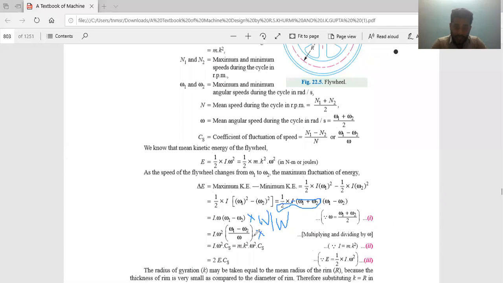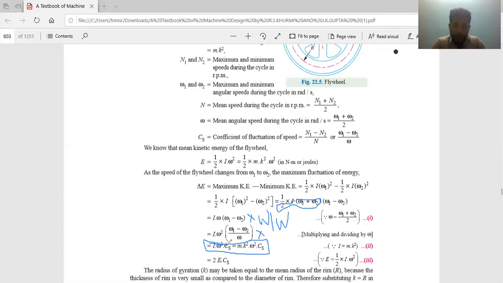This is the coefficient of fluctuation of speed, because the definition is maximum speed minus minimum speed divided by mean speed. That is nothing but the coefficient of fluctuation of speed. So I omega square Cs. I can further write it with mass moment of inertia, that is m k square omega square Cs. So this is the expression of maximum fluctuation of energy, which we will be requiring in numericals to solve the problem.